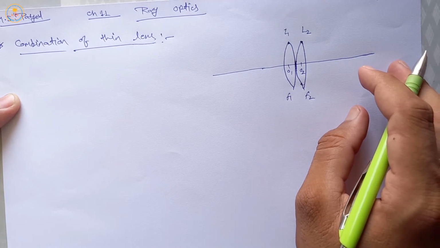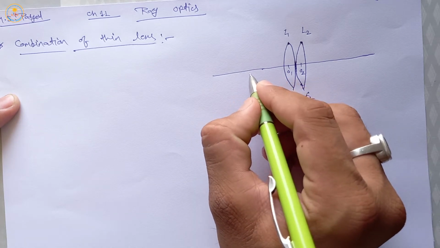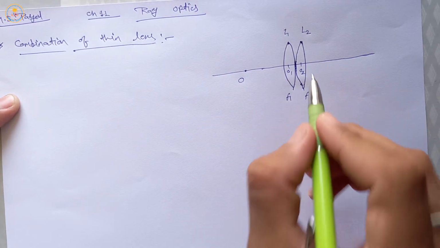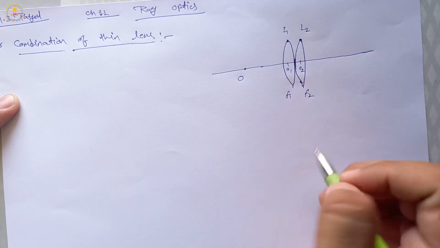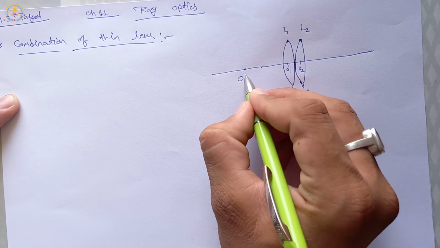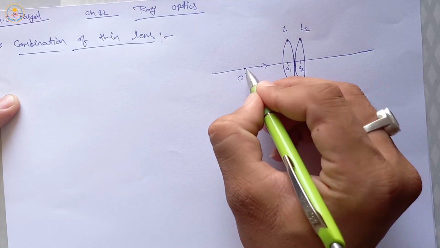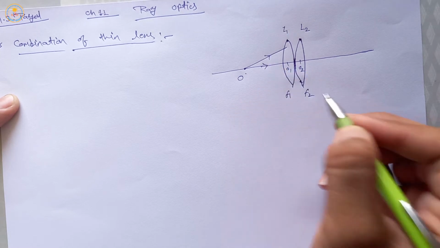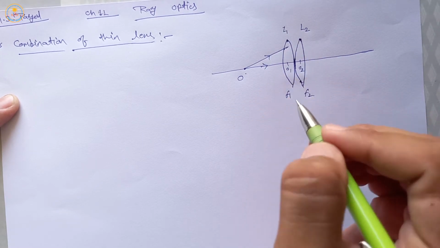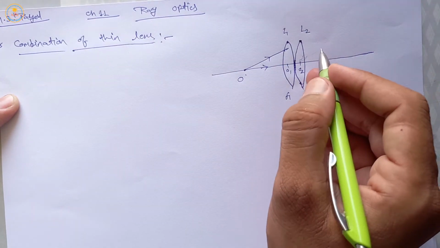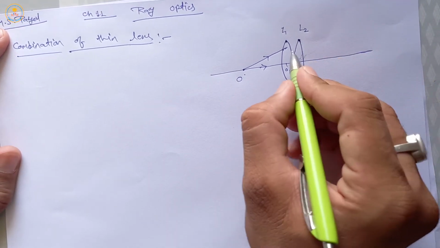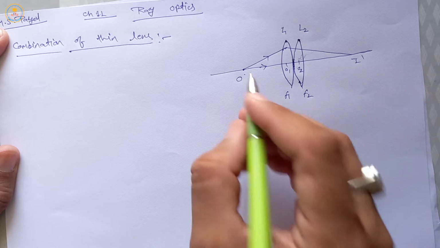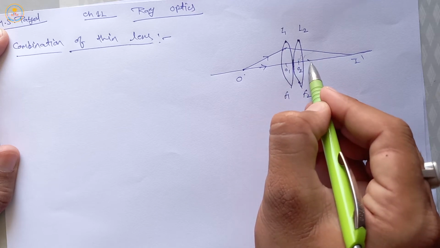Clear? Now, suppose we have an object placed at point O on the principal axis. Firstly, we consider L2 is absent. In the absence of L2, for the image of the object, two rays are emitted from this object. First is passing through the optical center and second is incident on any point. After refraction, these rays meet at a point I dash, and at this point I dash, the image of this object is formed by the refraction of L1.